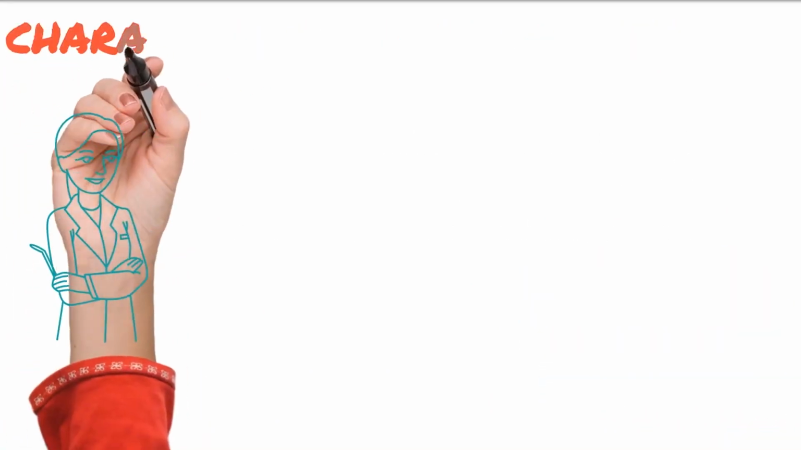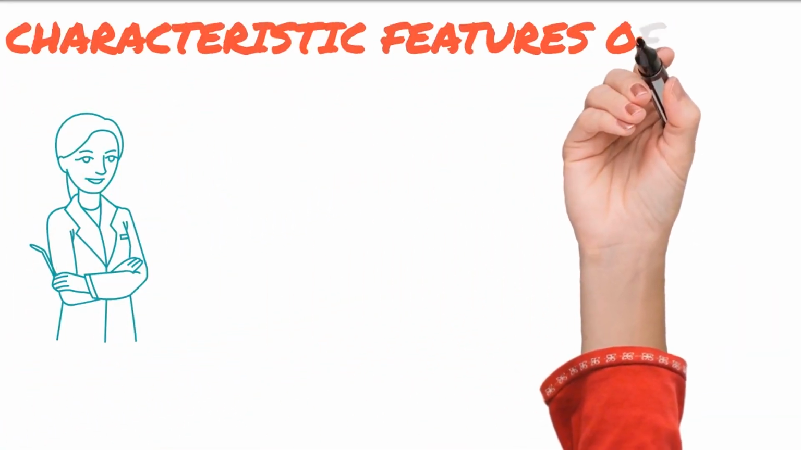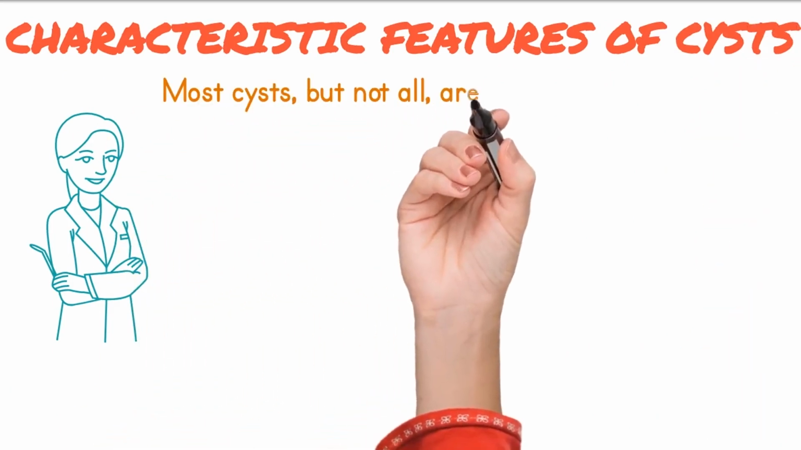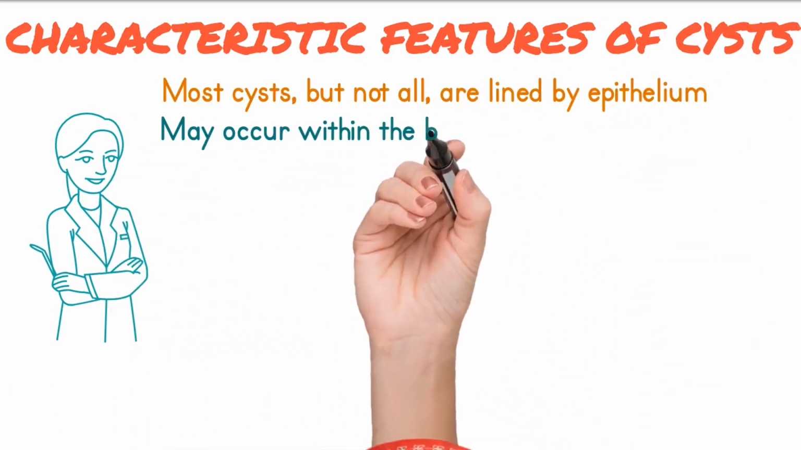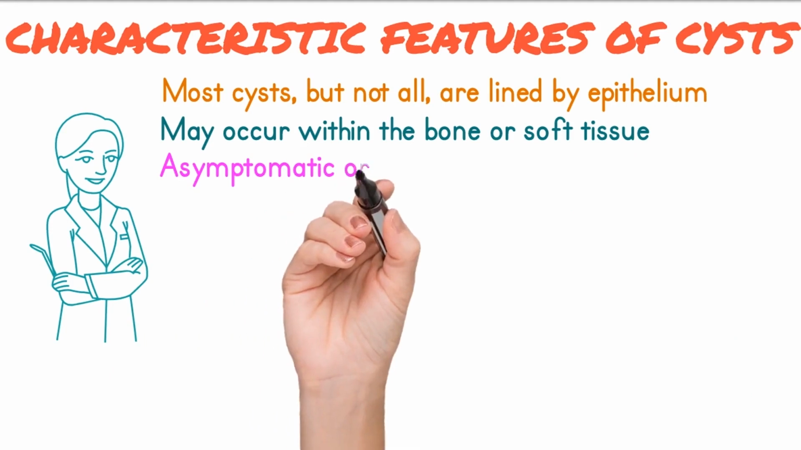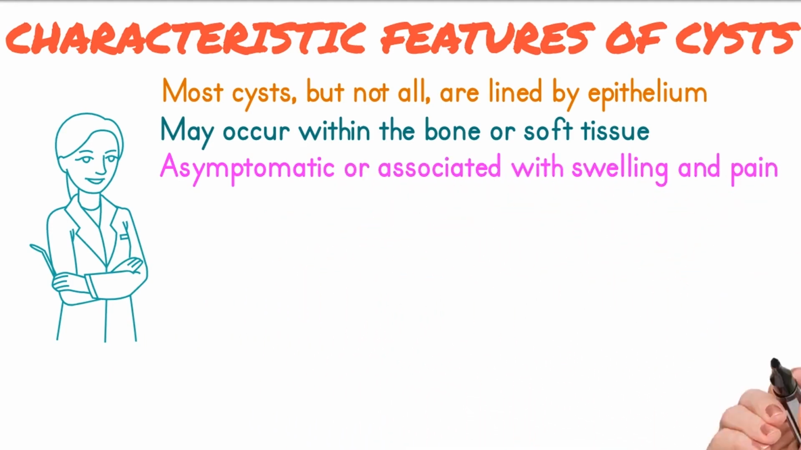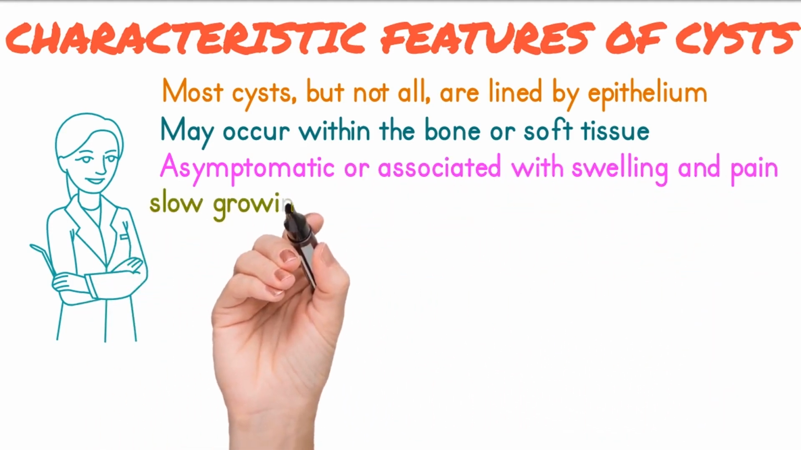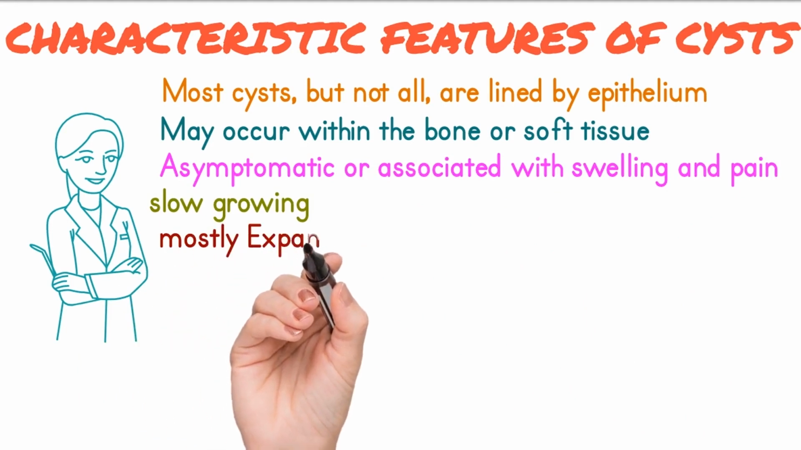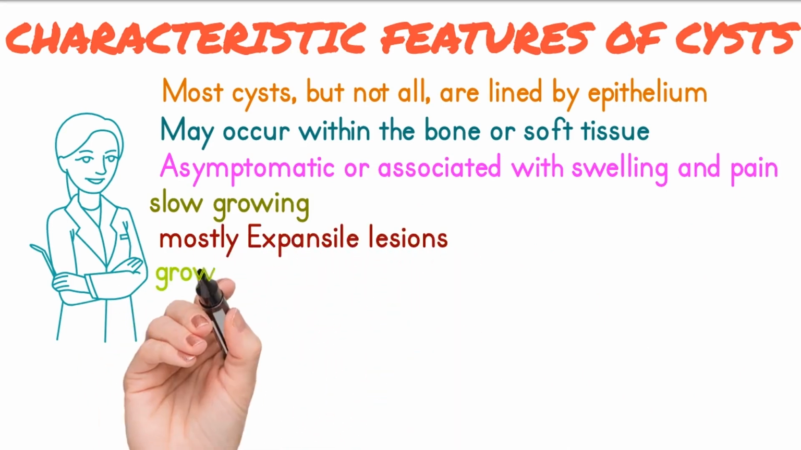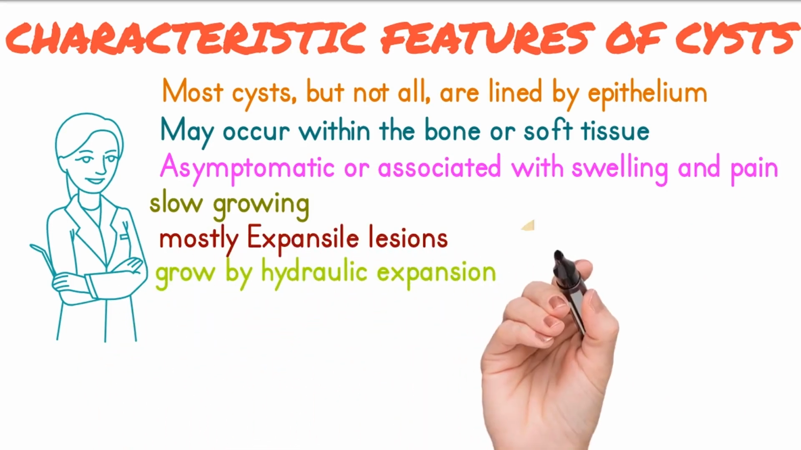Now the characteristic features of cyst. Most cysts, but not all, are lined by epithelium. May occur within the bone or soft tissue. Asymptomatic or associated with swelling and pain. Cysts are generally slow-growing, expansile lesions, and they grow by hydraulic expansion.